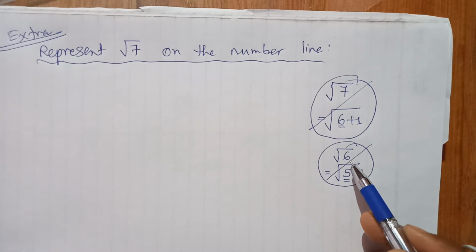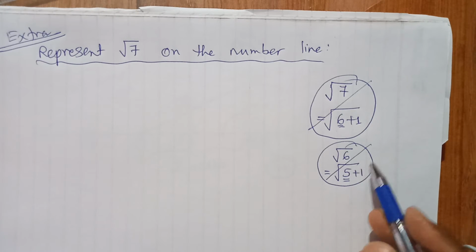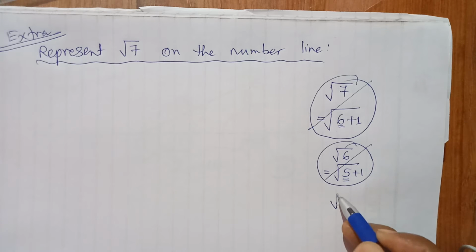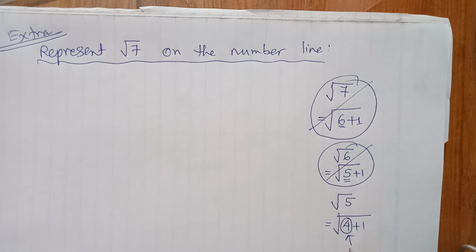Now after 6, the next smaller natural number is 5. Now try to break this as something plus 1. The 5 I can write as 4 plus 1. Yes, here you see the number is a perfect square.